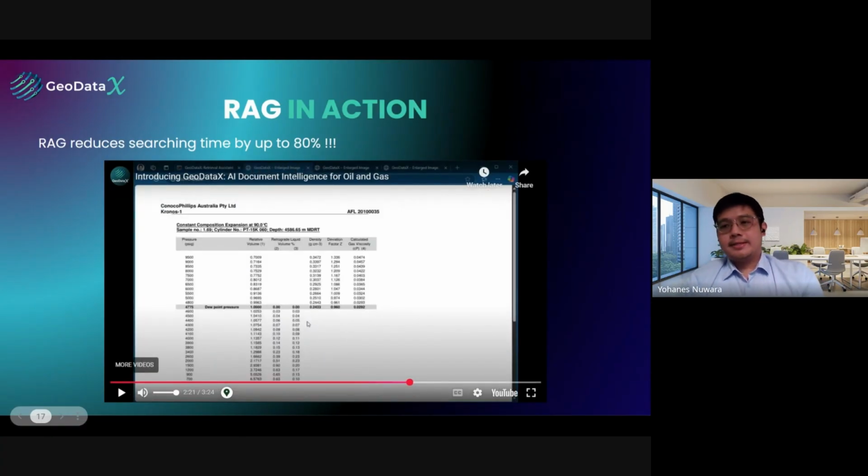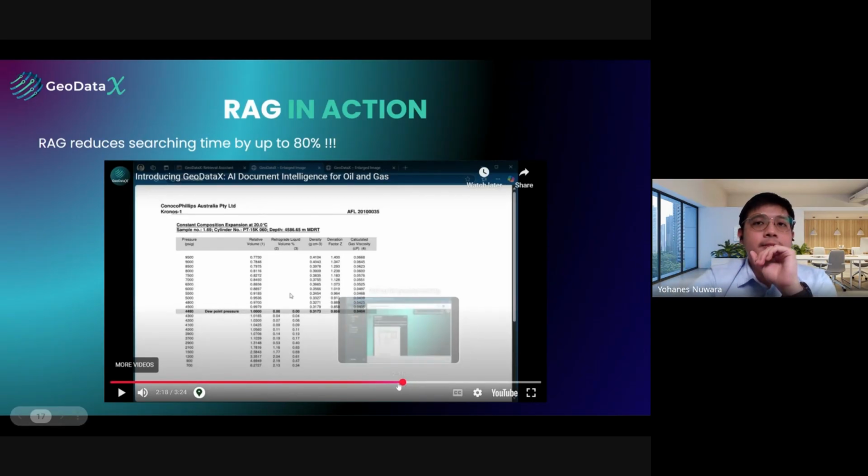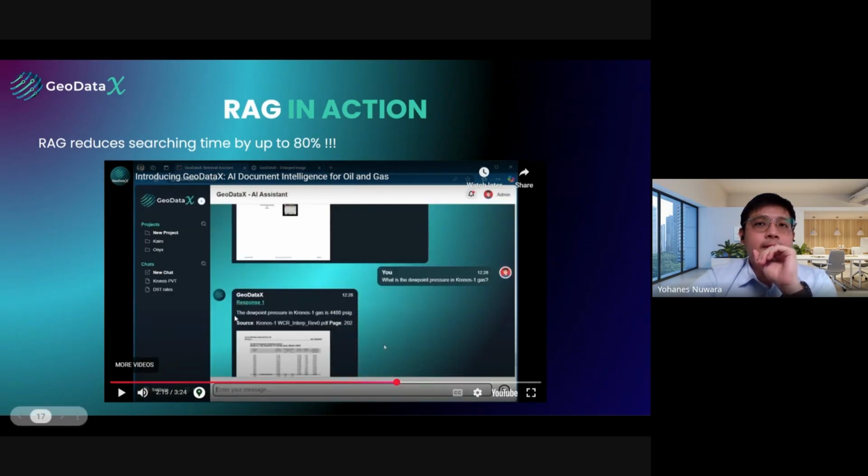So the beauty of this RAG is that it can understand a very specific question, whether this is a PVT question, or a drilling question, or a petrophysical question. It can understand clearly what you ask, and then it will directly give you two relevant documents or pages which can answer your question. And then not only the document, but you also have this answer by the RAG service here.